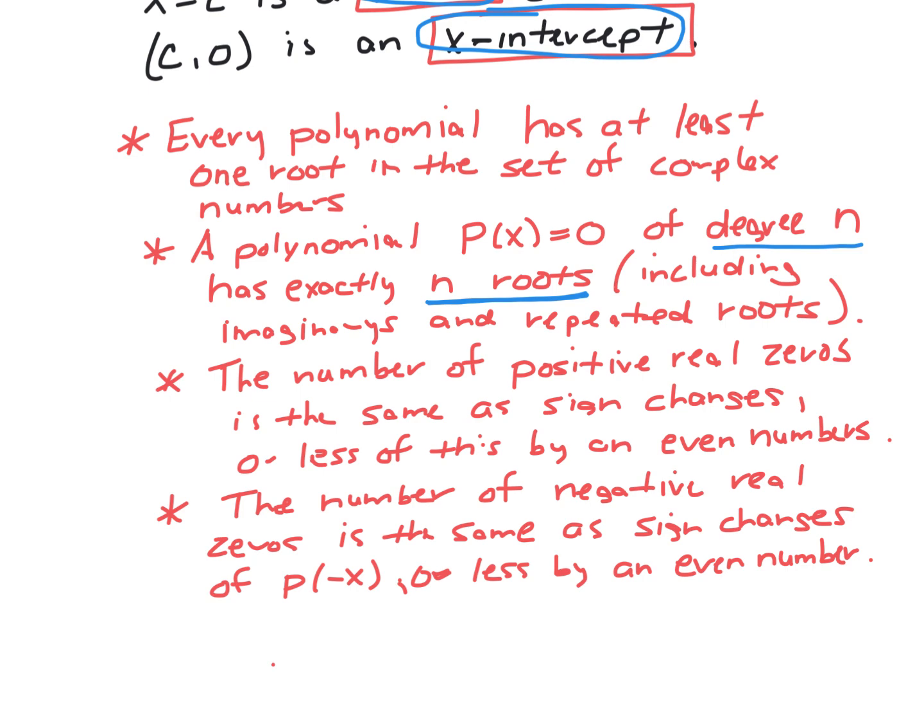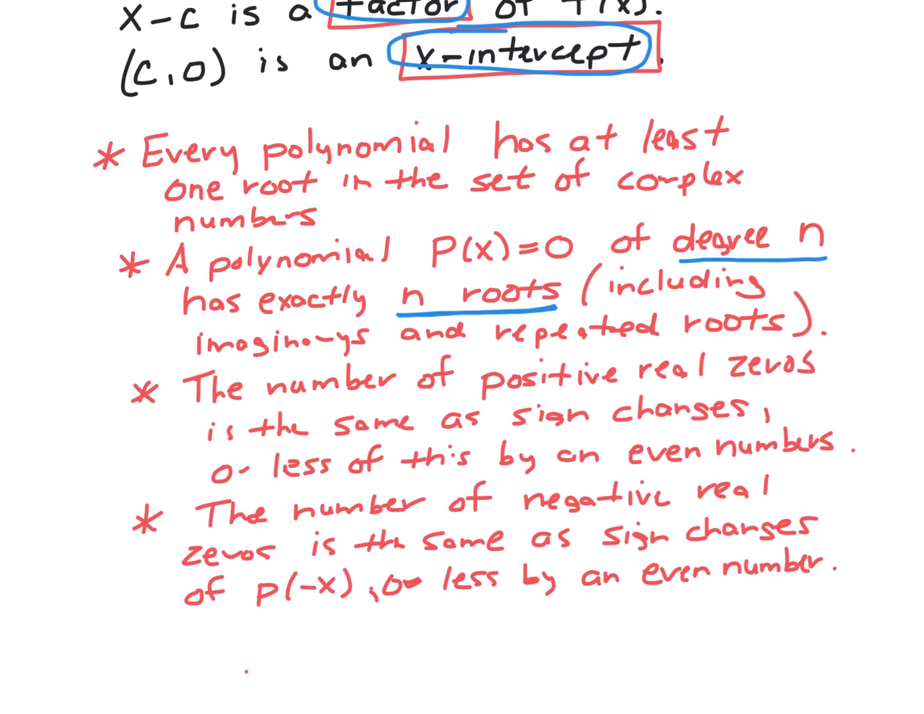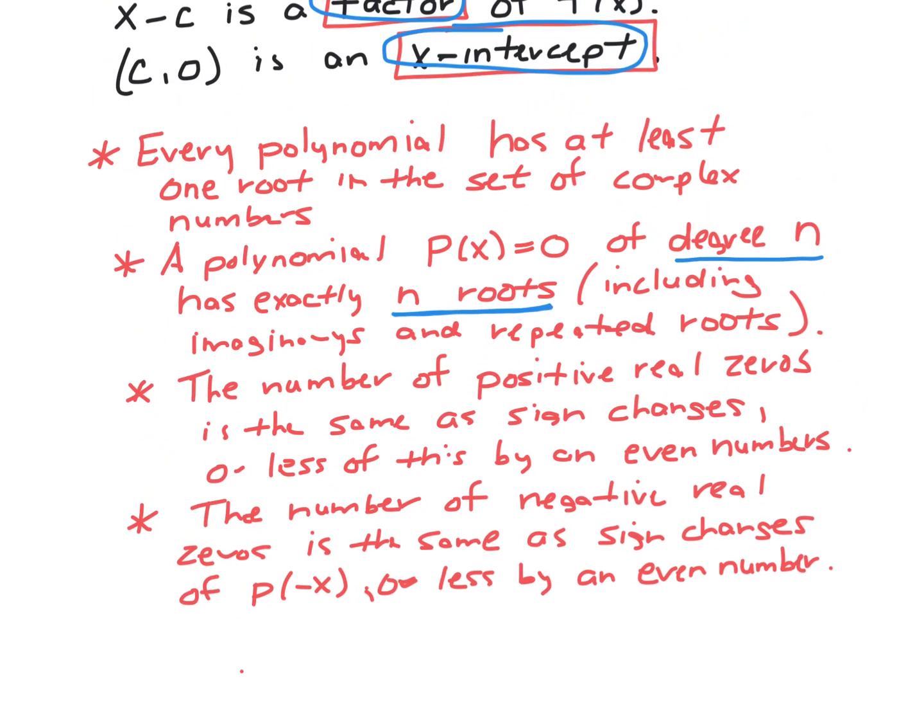Then the number of positive real zeros is the same as the sign changes of p of x, or less than this by an even number. The number of negative real zeros is the same as the sign changes of p of negative x, or less by an even number. So if we replace x with negative x, we're going to be determining the number of negative real zeros.